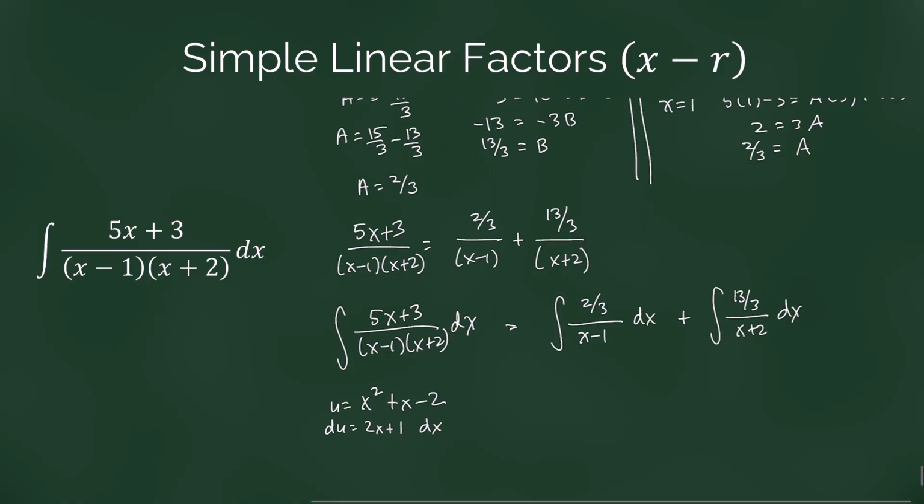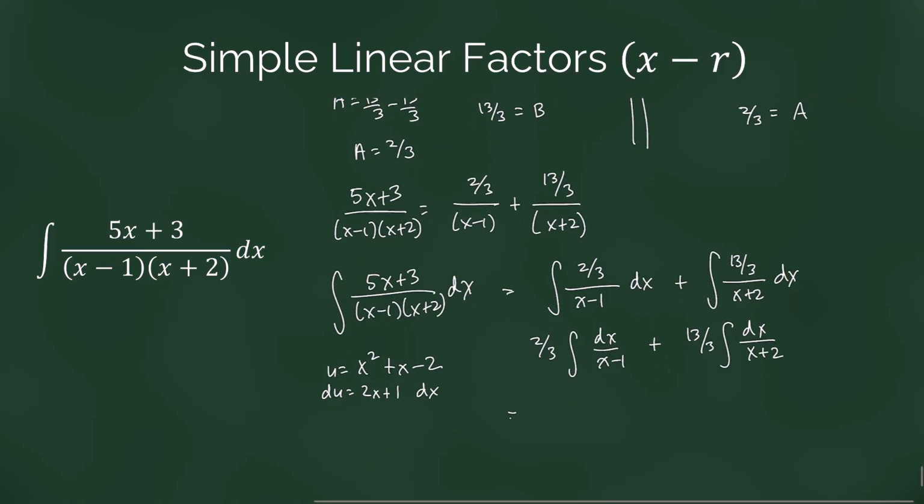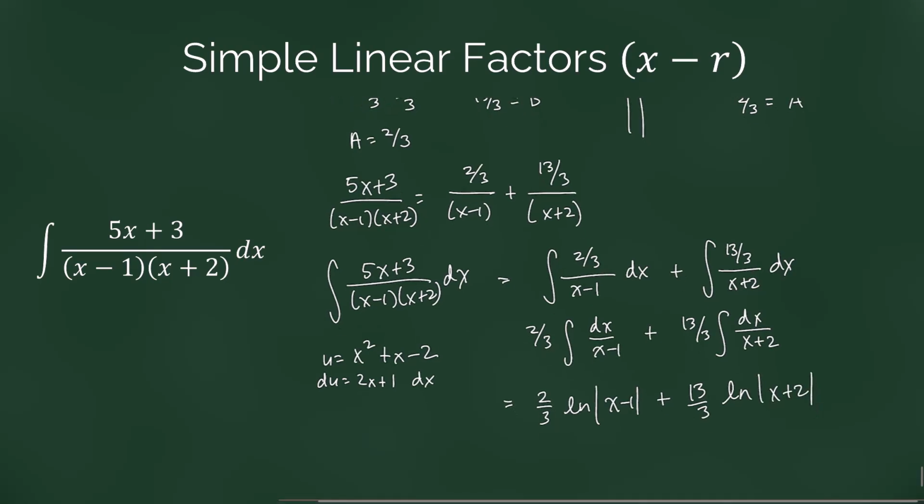I'll move the 2 thirds out front, and we know that since the derivative of the bottom is just dx in both cases, we're going to use natural logs to solve these. So we end up with 2 thirds times the natural log of the absolute value of x minus 1, plus 13 thirds times the natural log of the absolute value of x plus 2. And then we'll add on our constant c.